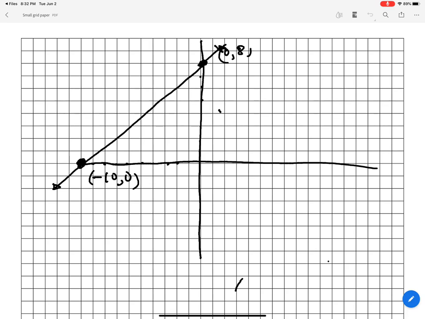Alright, so that's how you graph the line by finding the x and y intercept. Just remember, to graph a straight line, all you need is just 2 points. Then you connect the dots. Okay? Alright, so next.